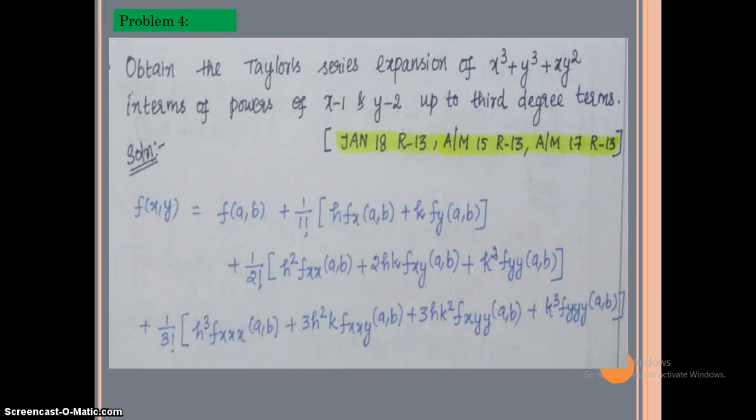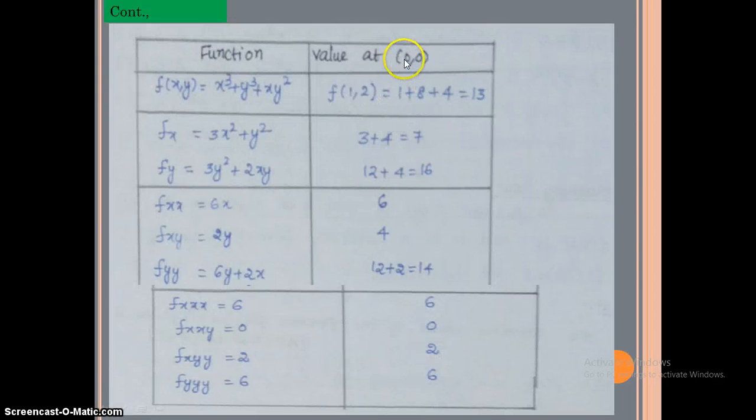Again I tell here that this point is given in terms of x minus 1 and y minus 2. So a is 1, b is 2. Okay, x minus a is 1, b is 2. So be careful here. This is a common mistake. So you can replace 1 comma 2 here. Again I can tell here, so 1 comma 2. Don't get confused here.